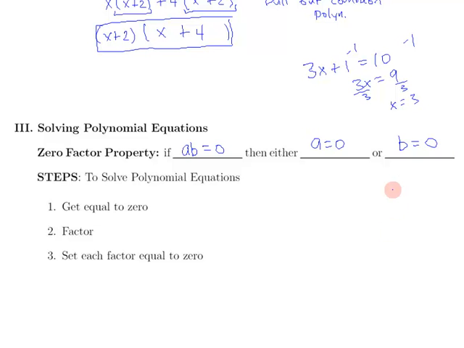So using that property, we can now solve polynomial equations by 1. We get the whole thing equal to 0. We make it look like that equation right there. We get a 0 on one side. Then we factor it, and that's how we make it look like that left-hand side. Two things, or maybe several things, multiplied together equals 0. And then we get to say, okay, well, if it's equal to 0 and these things are multiplied together, we can set each factor equal to 0.